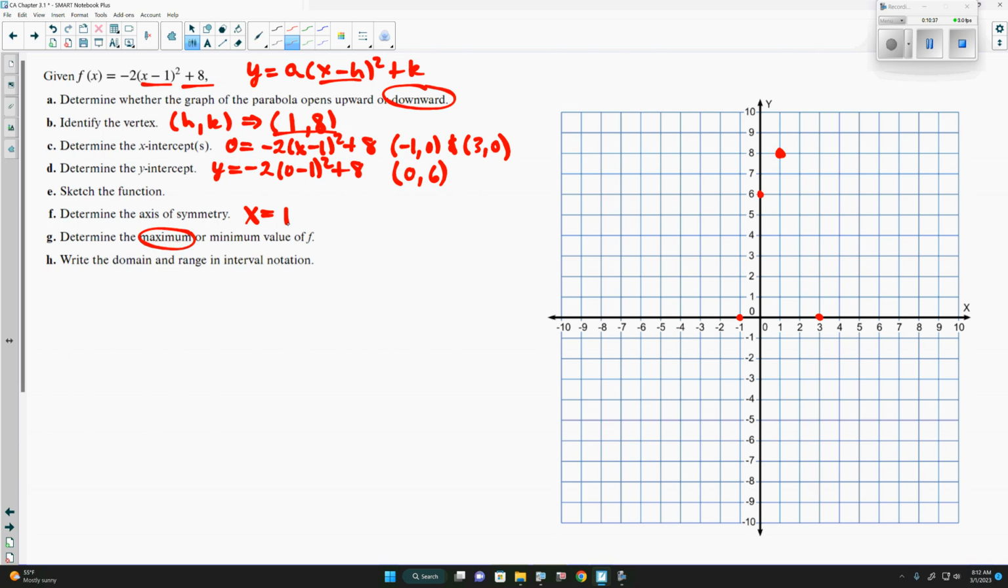And we can go on and say the maximum value, because the maximum value is the y value of the vertex, which is going to be 8. So if it asks for the maximum value, it just wants the y value. If it asks for the maximum point, it wants the vertex. Questions on any of this here?